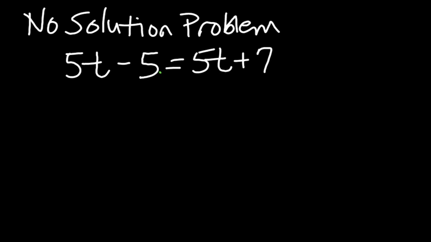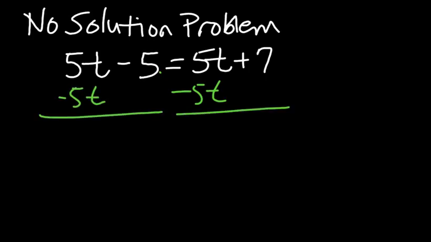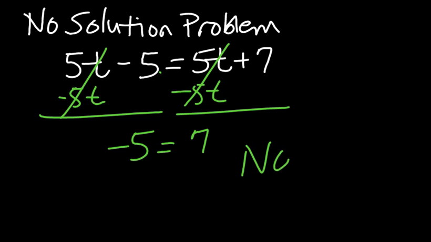Okay? Now, if I work this problem, the first thing I'm going to do is get my variables on the same side. So, I'm going to go minus 5t minus 5t. Well, look what happens. On both sides, the 5t's cancel out. The variable disappears. And on this side, you have negative 5, and on this side, you have 7. Does negative 5 ever equal 7? Of course not. So that means you stop right there, and your answer is no solution. There's no solution to this problem.